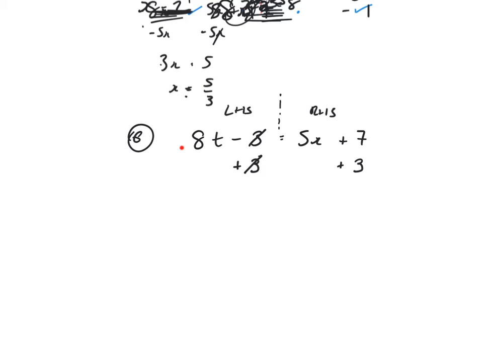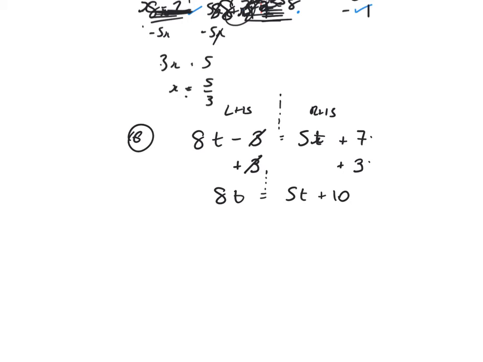What's left on this side? Well, what's left on this side now is 8t, so write it down. What's left on this side? Well, you've got 5x, I should write that as a 5t. Keep it all the same letter. Then I've got 7 plus 3, which is 10. Okay, 8t equals 5t plus 10.